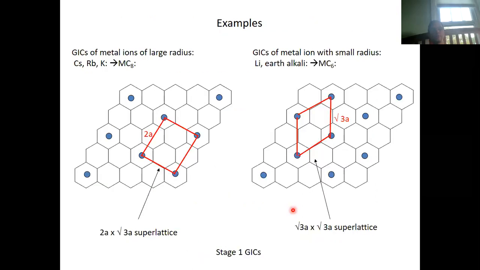Okay, so now let us look at some stage 1 GICs, graphite intercalation compounds that are relevant for the batteries. So with lithium, we can produce stage one GICs of the composition MC6.